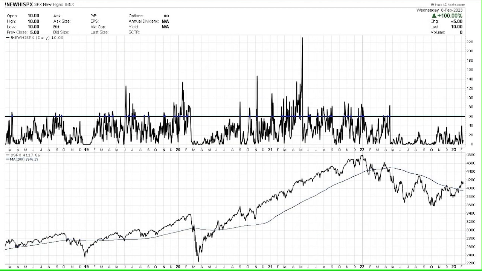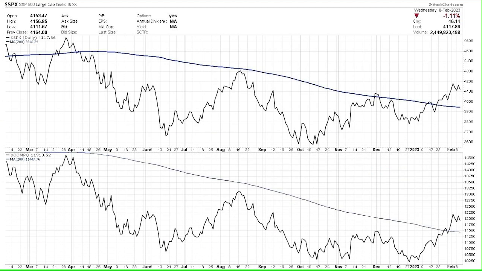Now I did want to point out we are on new highs on the S&P 500. We're still staying down below 60. I would really like to see new highs pick up. That would really somewhat confirm that we've put a bottom in here.